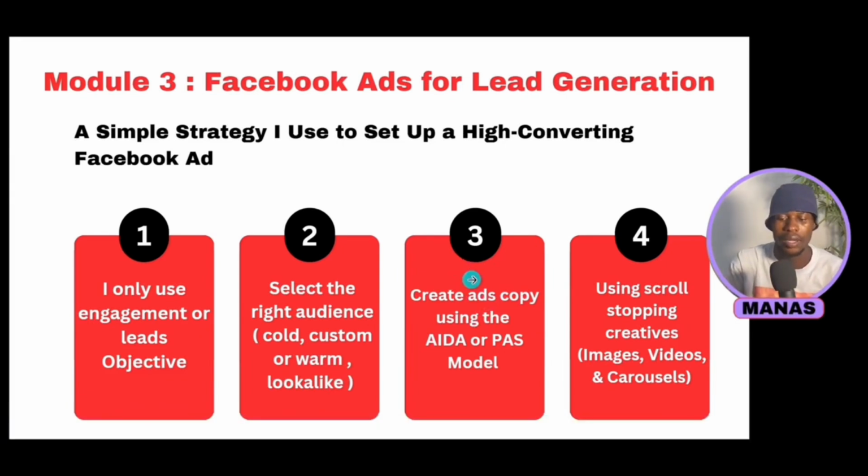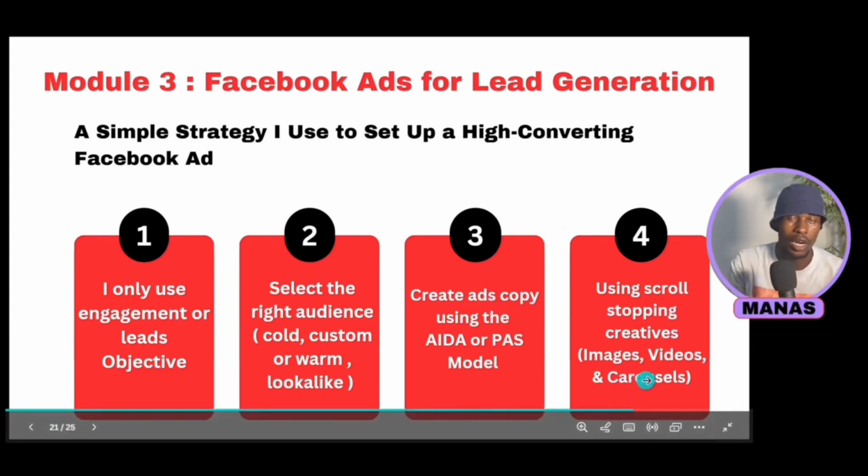Now, number 3, create ads copy. Where you see primary text, that's where you put your ad copy. I'm going to explain what ad copy is later on. I'm going to show you how to use ChatGPT to create your ad copy. Then use scroll stopping creative, either image, videos or carousel. So let me show you.